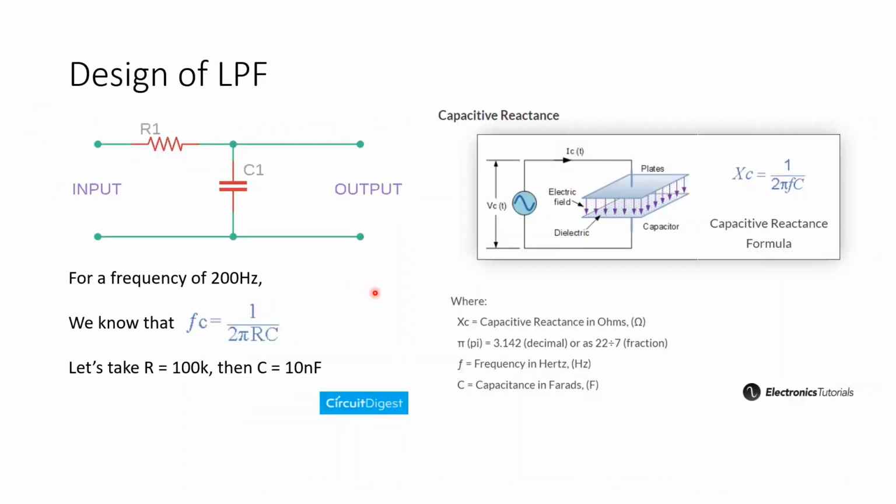Next, as we have generated the square wave using the 555 IC in astable multivibrator mode, let's see the design of the low pass filter. The low pass filter is a very simple design. It's a passive low pass filter. We have an RC circuit, that is, R is in series and C is in parallel.